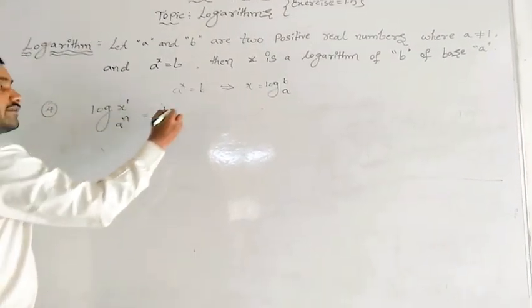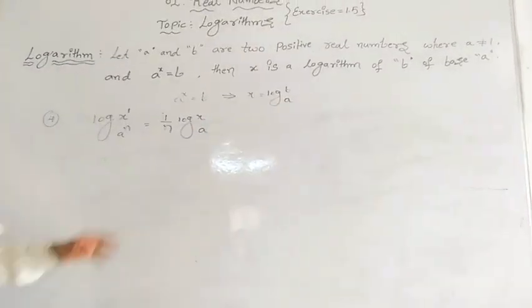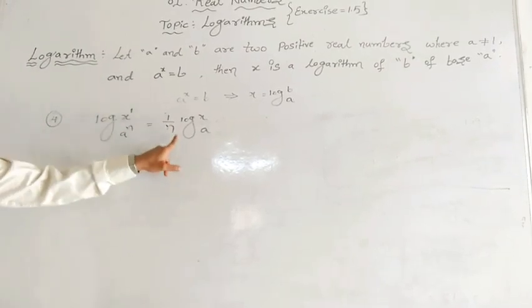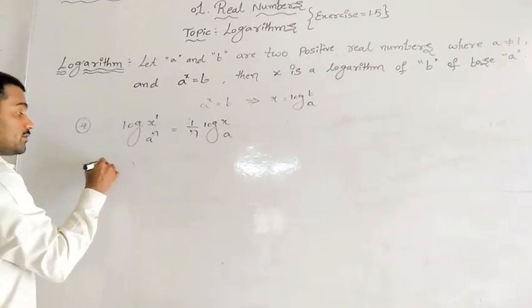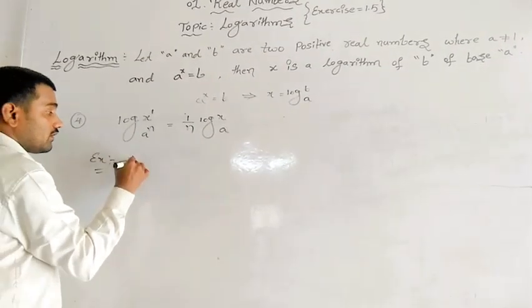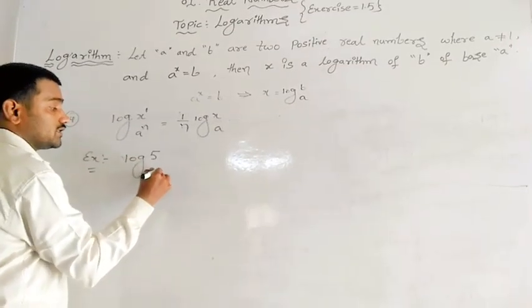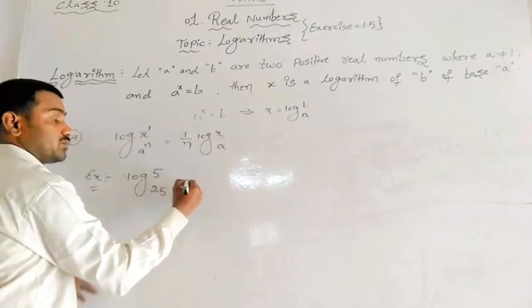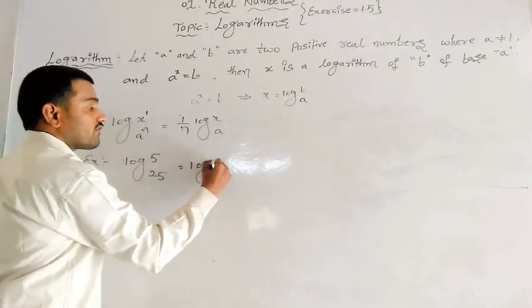1 by n, the same, you write log x base a. Simple. If the base has any exponent, it comes as 1 by n log x base a. Let me explain some examples. Suppose log 5 of base 25 is there. What's the value of this? This also we solved in the previous video. So let's write this log 5.